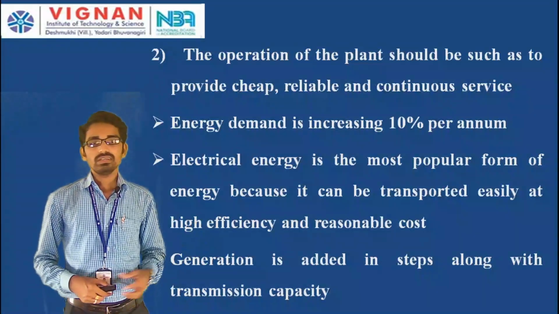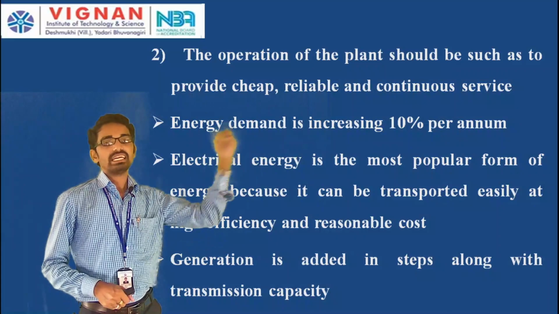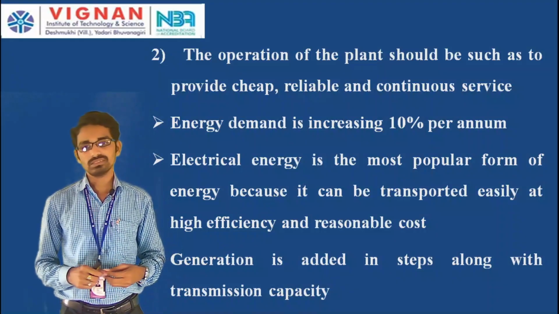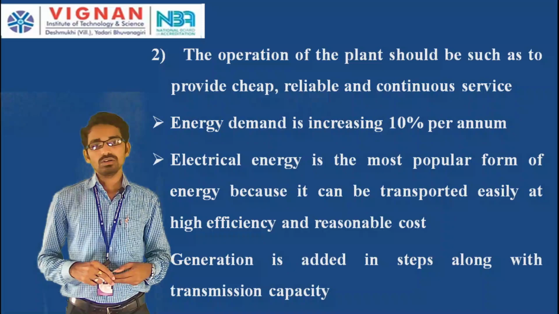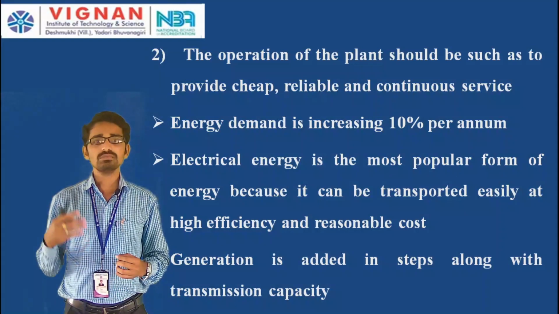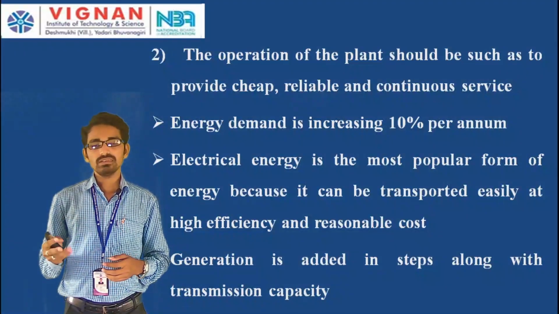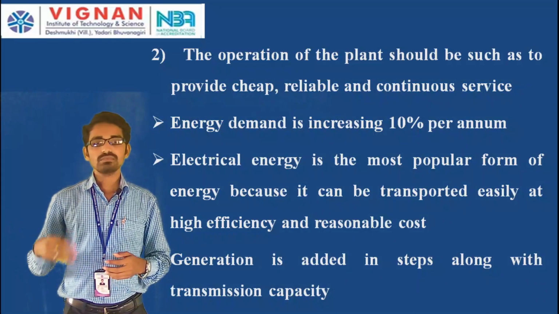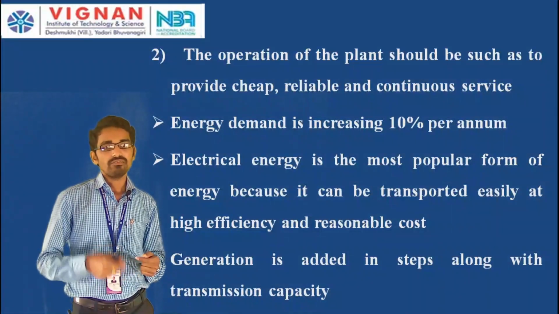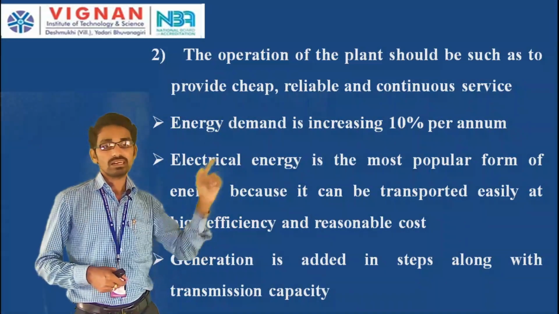The next one: the operation of the plant should be such as to provide a cheap, reliable and continuous service. What does the consumer need? Continuous service of electricity is required for the consumers, and it should be cheap. If any other energy is cheaper than this, the consumer will go for that and will not come for electricity. So, we need to generate electricity that is cheap and reliable, and we have to provide continuity of supply to the consumers.